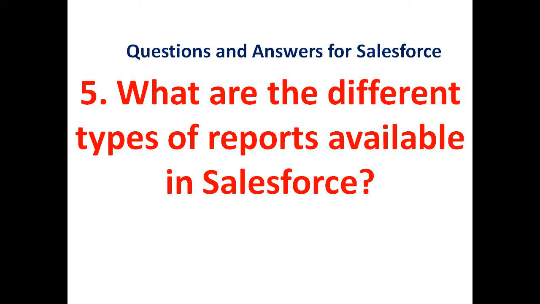Next, what are the different types of reports available in Salesforce? The different types of reports in Salesforce are: tabular report, which displays the grand total in table form; matrix report, where grouping is based upon both rows and columns; summary reports, which are detailed reports in which the grouping is based on columns; and joined report, which allows two or more reports to be joined in a single report.